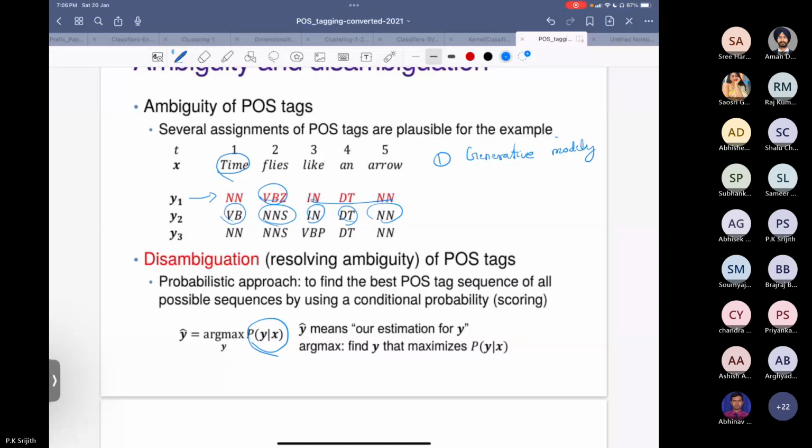You model P of y given x as P of x given y into P of y. The other is discriminative modeling, where you model P of y given x directly, without modeling x.